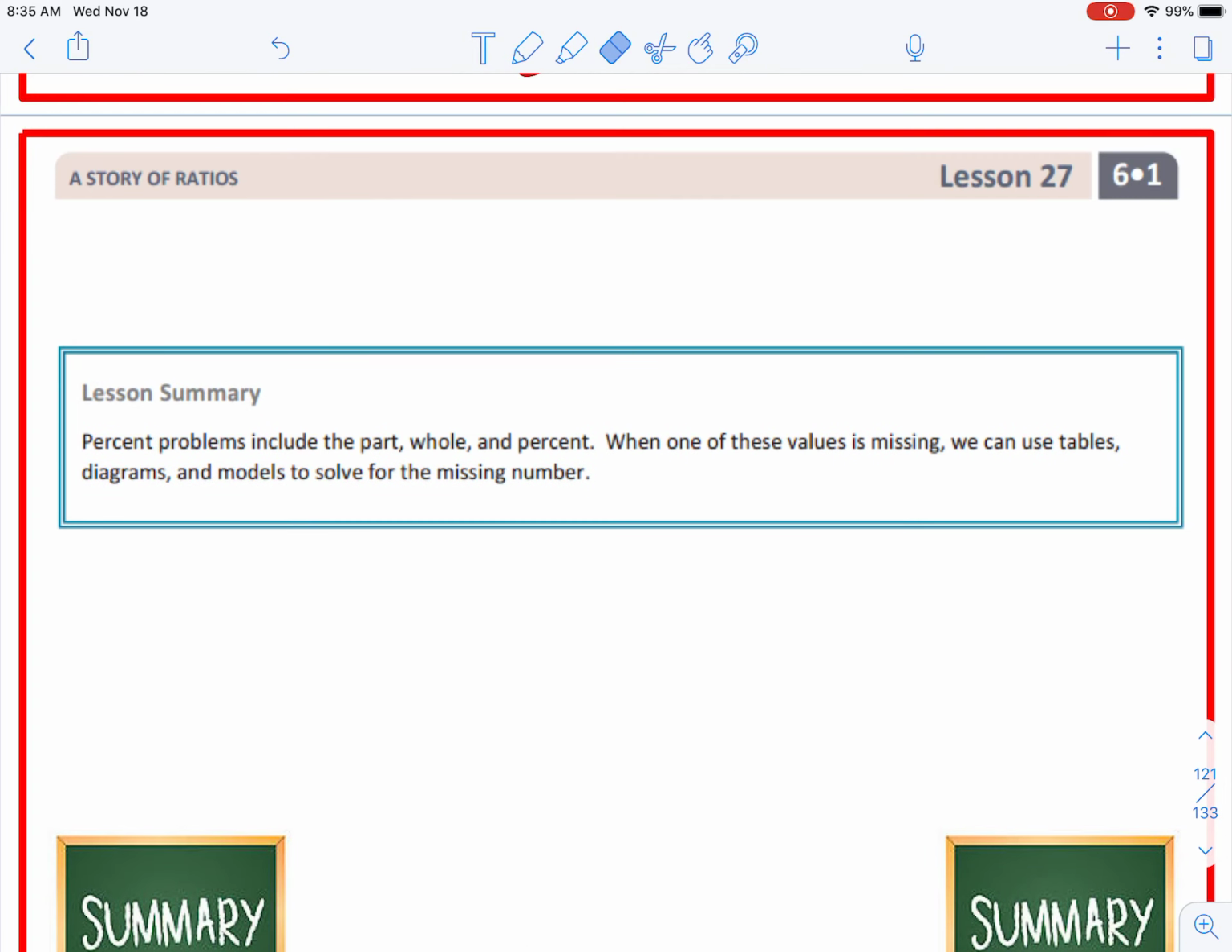All right, guys, lesson summary. Percent problems include the part, whole, and percent. When one of these values is missing, we can use tables, diagrams, and models to solve for the missing number.